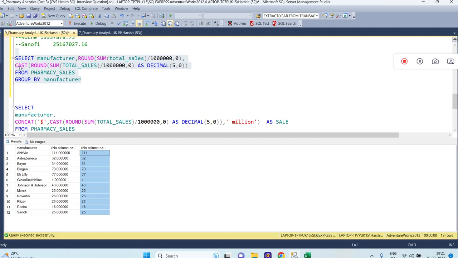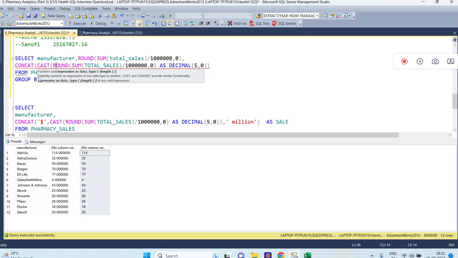So now only one thing is remaining. We need to do concat. Concat function will concatenate. Arshit, I have a question here. Why have we used decimal 5 comma 0? Okay, one minute, I will show you.